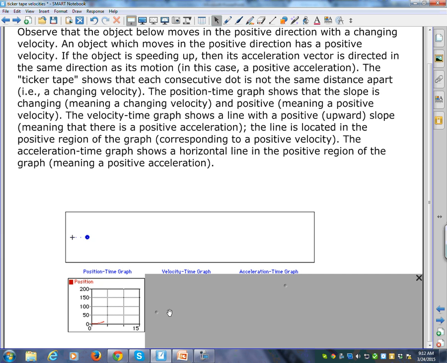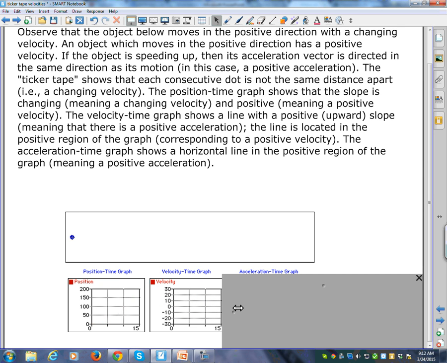Connor, what say you on velocity time graph? Curve? Straight. Remember, it's a graph of the slope, right? And so the velocity time graph, because the slope of this is increasing, we are graphing the slope. We are graphing the slope, so the slope is going up.